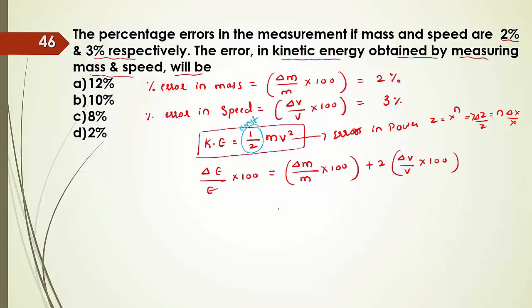Now substitute the values. Error in kinetic energy is equal to delta m over m into 100, which is 2%, plus 2 into the speed value, which is given as 3%. What is the final answer? 2 plus 3 twos are 6. So 8% is the error in kinetic energy. Option C is right.